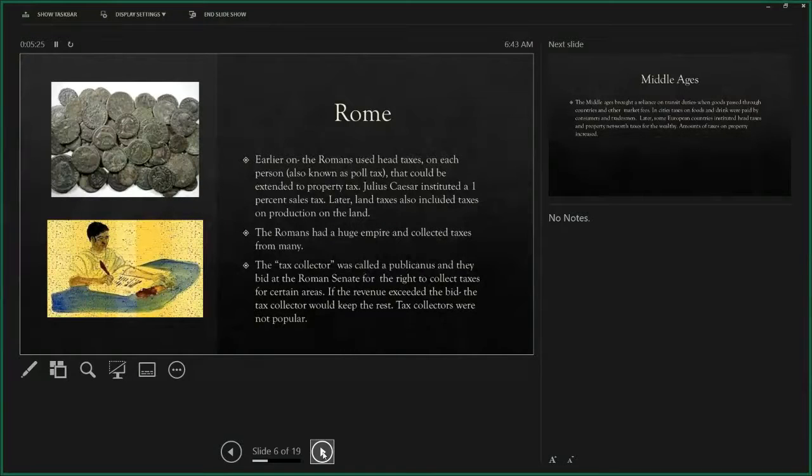Remember that in the Bible, Matthew was a tax collector. If the revenue exceeded the bid, the tax collector would keep the rest. So tax collectors were not popular. The more they could collect, the more they could keep for themselves. They bid on an amount in the Senate, and then they were the tax collector for that area. Their empire was broad, and one of the things they had to do was raise taxes to support the empire. And that is Rome, okay?